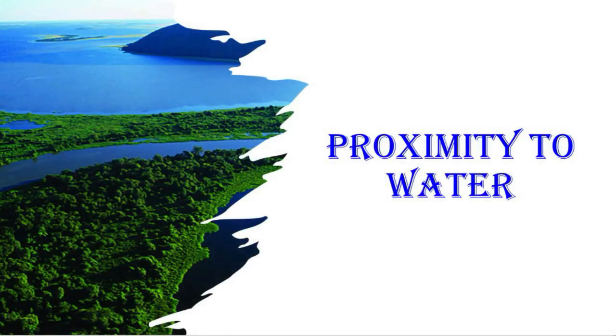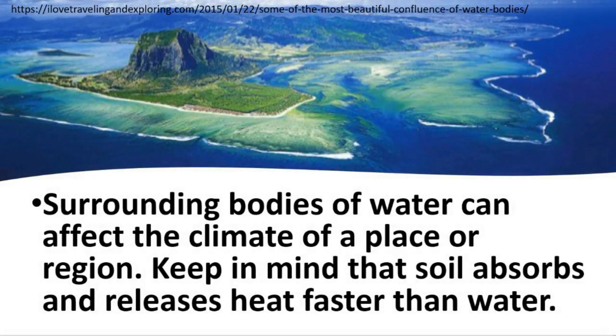Next factor is proximity to water. Proximity to water is the surrounding bodies of water can affect the climate of a place or region. Keep in mind that soil absorbs and releases heat faster than water.